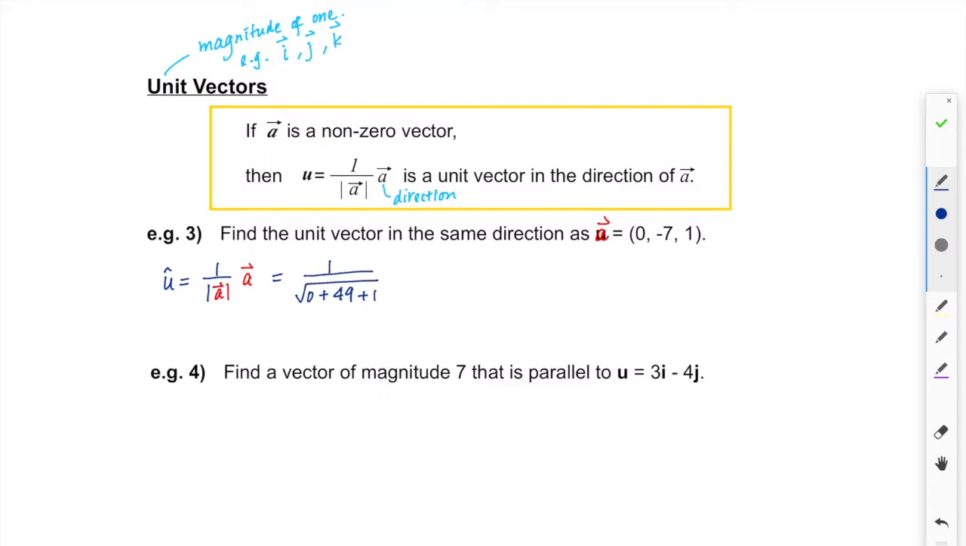All square root, and we multiply that by the vector itself. So I have 1 over square root of 50, which is square root of 25 times 2, so 5 root 2, and then 0, -7, and 1. So theoretically speaking, the unit vector will be 0, -7 over 5 root 2, and 1 over 5 root 2.